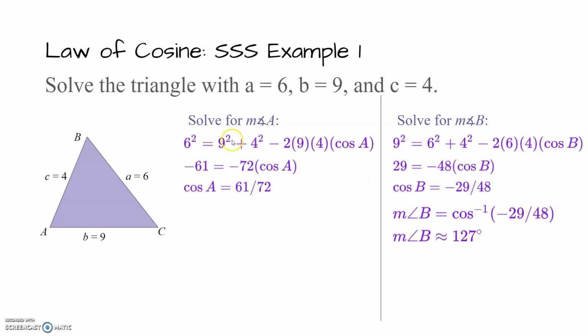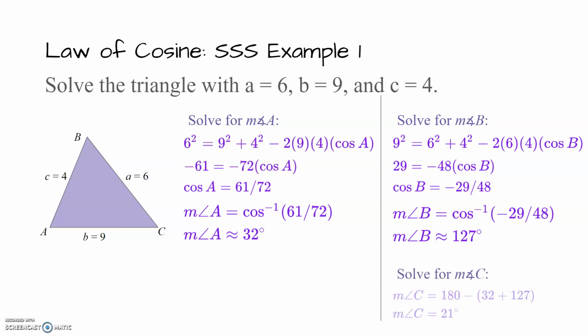So I'm going to map through this. Again, subtract the 9 squared, subtract the 4 squared, but we're going to divide by the coefficient in front of cosine, and cosine inverse of a positive ratio would give me 32 degrees. Once you have two angles, it's easy enough to find the third just through subtraction. Okay? Again, the only word of caution, and it's a pretty strong word of caution I'm going to note, is with side, side, side, you must solve for the largest angle first.